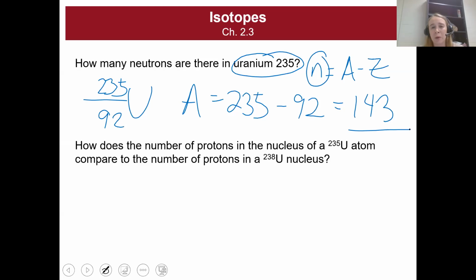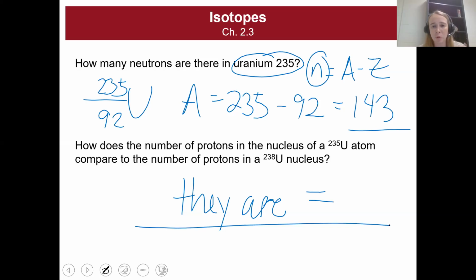So what did I tell you about isotopes? They have the same atomic number, which means they have the same number of protons. They are equal. Always. The number of protons in the nucleus of an atom of one isotope is always equal to the number of protons in the nucleus of a different isotope of the same element. Don't get that confused. Neutrons change, protons don't.